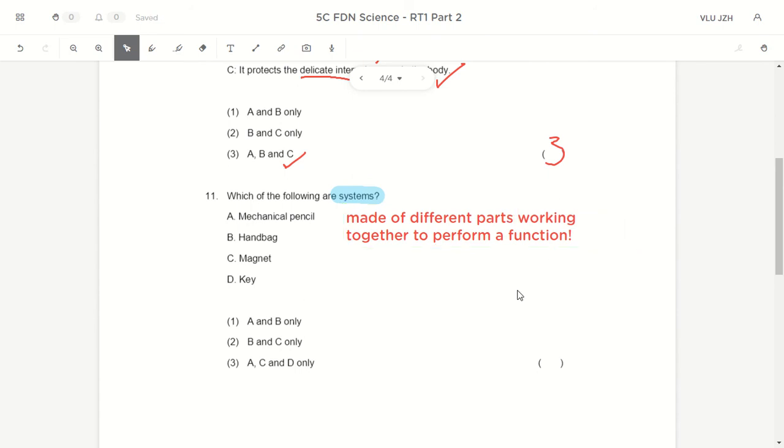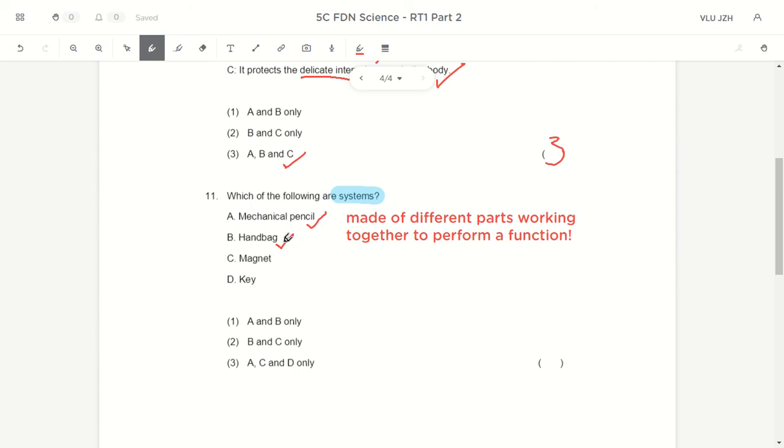For example, a bicycle is a system: it has wheels, brakes, lights, pedals. It's made of different parts working together. They are not working against each other, and they perform a function, to cycle. So which one is a system? Mechanical pencil. Is it made of different parts? Yes, you've got the cap, the spring, the lead, the handle. Correct, it is a system. Handbag, a female handbag, has a button, a zip, the bag itself, the straps. So yes, it's a system.